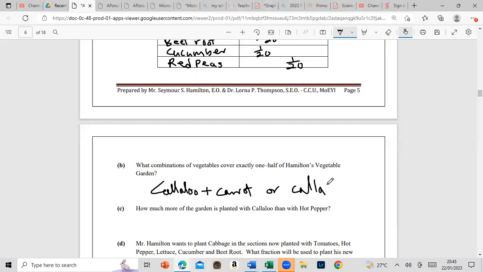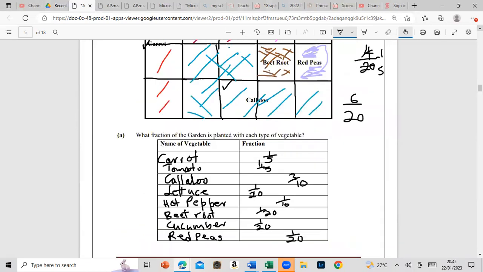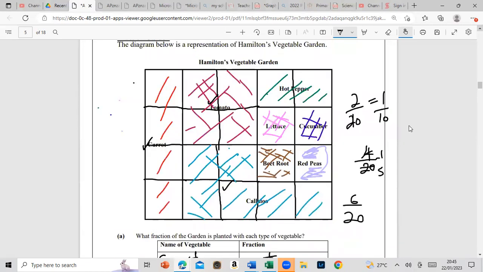Guys, remember you're encouraged to try the question. Hit the like button if you're just trying. Callaloo plus what? Was it tomato? Let me just go back up to see. Yeah, tomato, 4 out of 20.